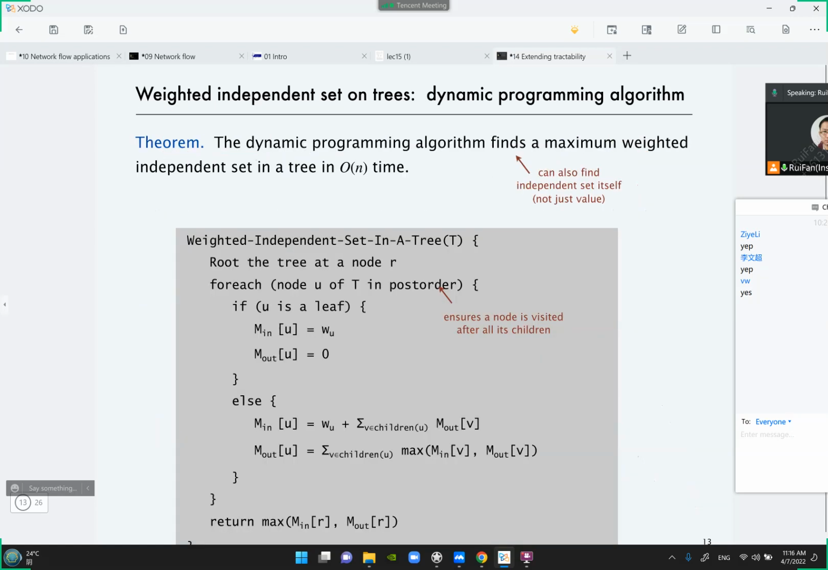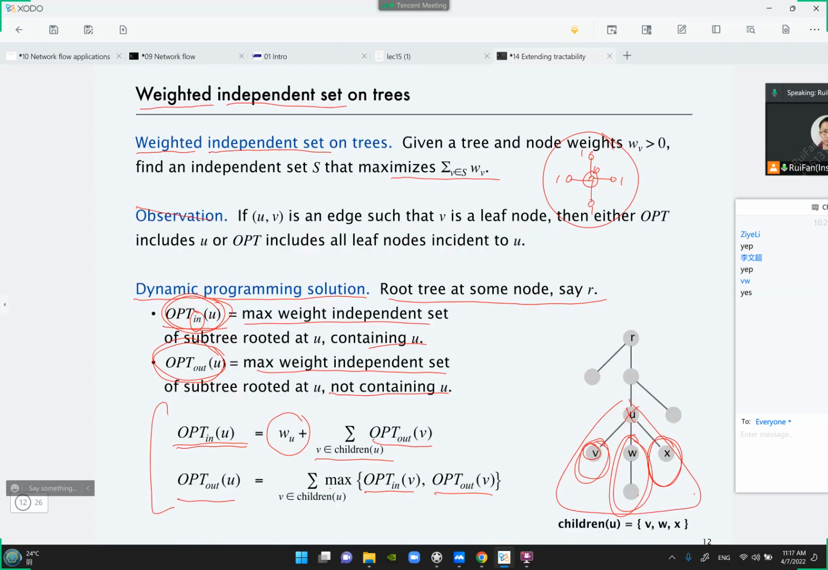Okay, so once we have these DP equations, then we can just use our standard way of solving dynamic programs and then solve this. However, we know that for dynamic programs, you need to solve these subproblems in some specific order, because you can't just solve these in some arbitrary order. The specific order is that when we're trying to compute this value, we must have already computed all of these values. Otherwise, you can't get opt-in of u if you don't have these values for u's children.